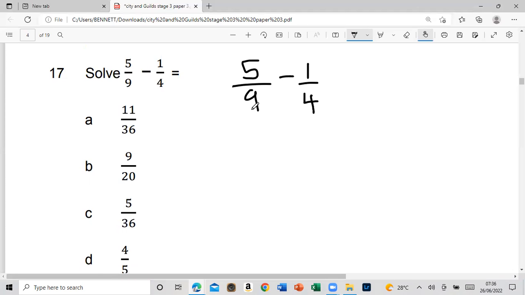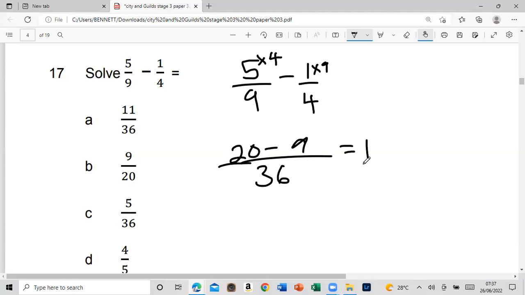5 over 9 minus a quarter. All right, so we find the lowest common multiple of 9 and 4. It will be 36, right? Because 4 can go into 36. 9 into this, that's 4 times. 4 times 5 is 20. 4 into that, 9, 1 times 9. That's 11 over 36. That cannot be reduced because 11 is a prime number.